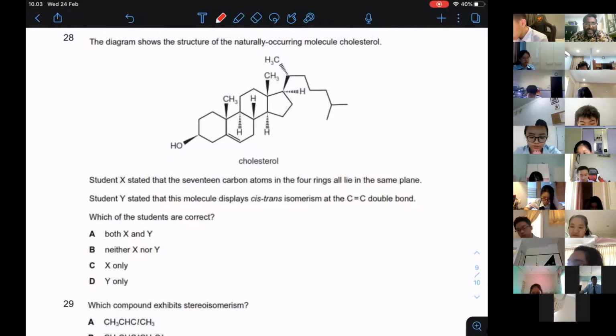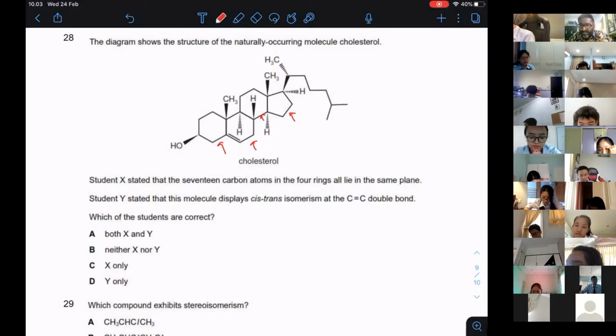Student X stated that there are 17 carbon atoms in all the 4 rings. Okay, what are the 4 rings? All these 4 rings. And they say that all the carbon in those 4 rings are in the same plane. Same plane means if you put it on a piece of paper, they are just on the piece of paper. Is that correct or no?